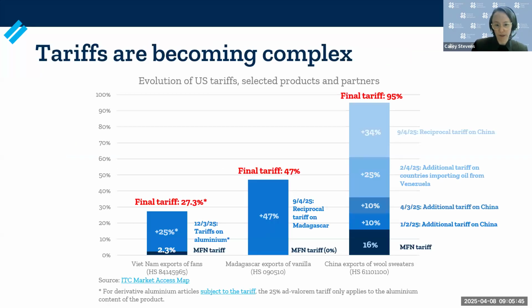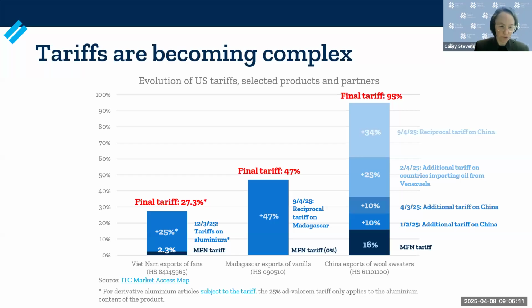Tariffs are becoming more complex. And these are just 3 examples of how tariffs have changed and how they are getting more complex in the US market. These are examples for exports of fans from Vietnam to the US, exports of vanilla from Madagascar to the US, and exports of wool sweaters from China to the US.